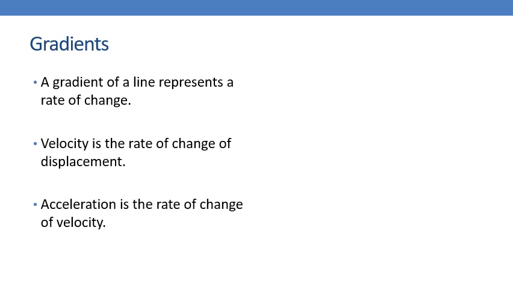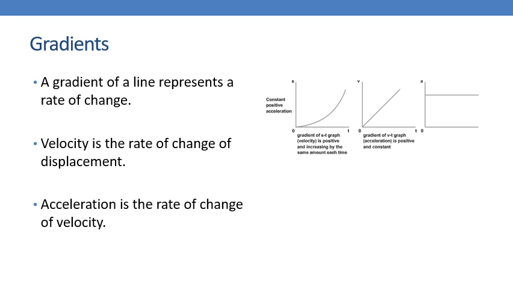Let's think about gradients a little bit. The gradient of a line is the rate of change of the line. Velocity is the rate of change of displacement. Acceleration is the rate of change of velocity. So here we've got some graphs on the side. We've got the displacement time graph, the first one here. The gradient is positive. That's the velocity.